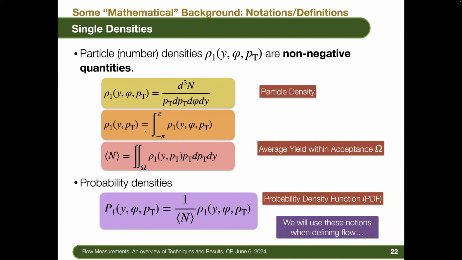We can integrate this and obtain quantities that are dependent on y and pT, and we can integrate this further. What you find is that within a certain acceptance, which I will call Ω here, this integration will give you the number of particles that are produced in the acceptance of interest. I can also formulate this in terms of probability: not particle density, but probability density, if I divide this density by the number of particles. So this is single particle.